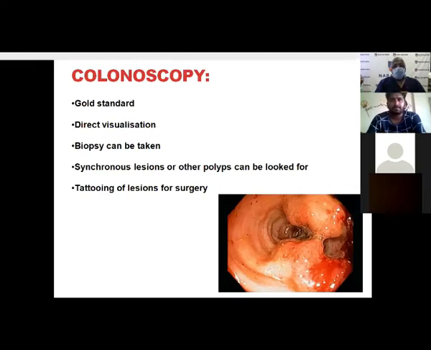Colonoscopy is the gold standard. Direct visualization, biopsy can be taken. Synchronous lesions or other polyps can be looked for. You can tattoo an area if there is a small lesion, so that in future you can visualize what is going on here. Thus you can nicely see a colonic growth here, that's the lumen. There is a colonic ulcerated growth.